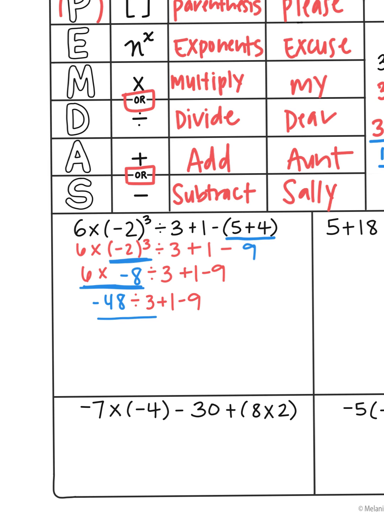Divide. Uh-huh. What is -48 divided by 3? -16 plus 1 minus 9. What is my next step? Adding, because it's left to right. So negative 16 plus 1 would be negative 15 minus 9. And this equals negative 24.